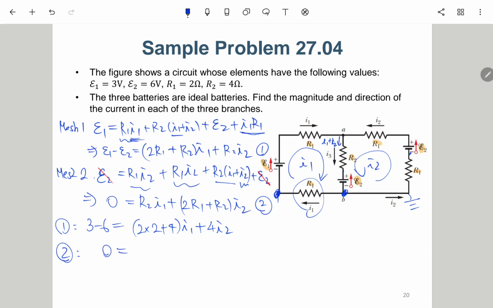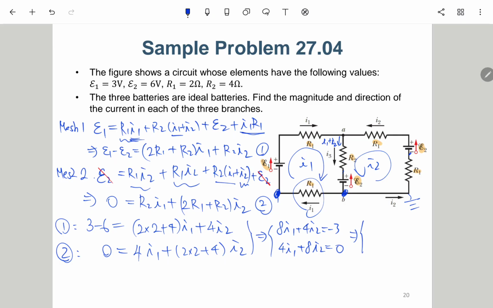this is 0 equals R1 I2, this is R2 I1 is 4 I1 plus 2 R1. Okay, 2 times 2 plus 4 I2. Okay, so these two turn out to be 8 I1 plus 4 I2 equals -3, and then 4 I1 plus 4 I2 equals 0.